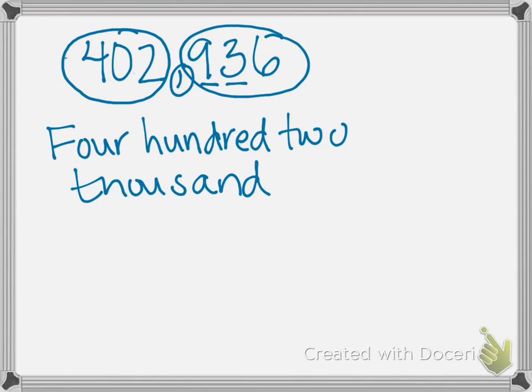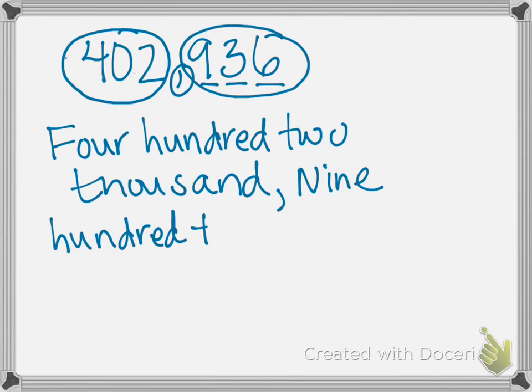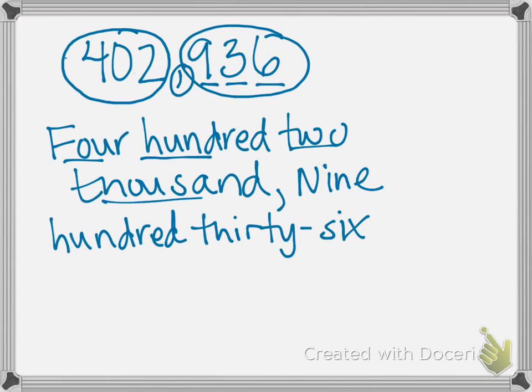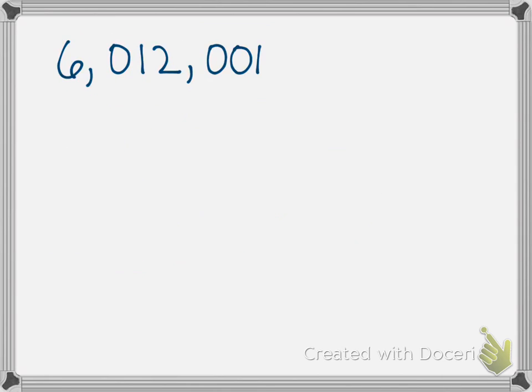936. So we put our comma, 936. And we check our work. 402,936. We come up here. 402,936. They match. I feel good about that. I'm going to move on.